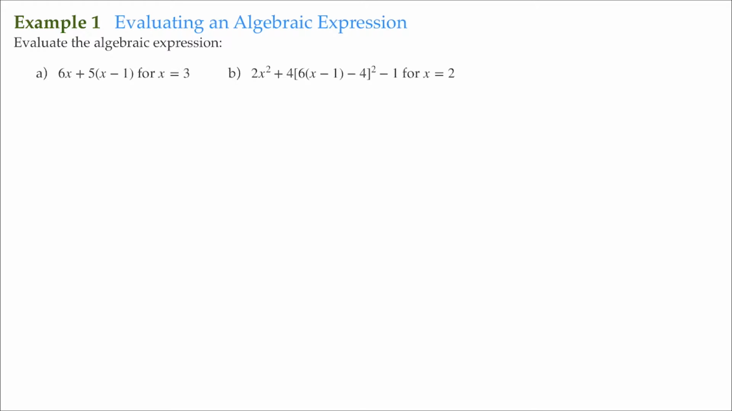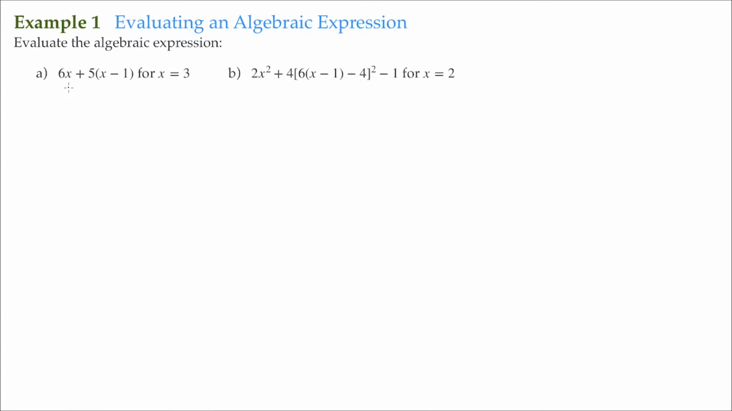So for this example, we're going to be evaluating an algebraic expression. And what that means is we are going to determine the value of this expression when we know the value of the variable for it. So you can see we have these two expressions here. We have 6x plus 5(x minus 1). And of course it says when x is 3, then we're going to evaluate, figure out what this is equivalent to. And the same for this one here.